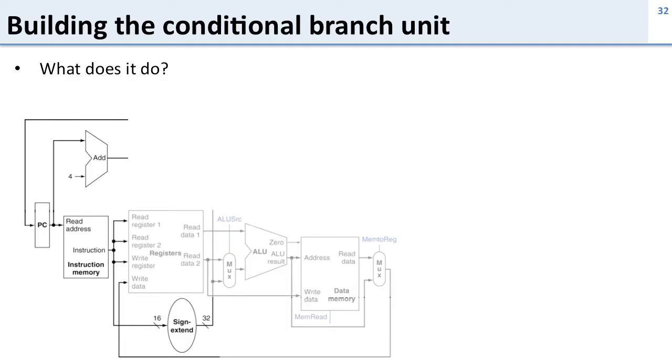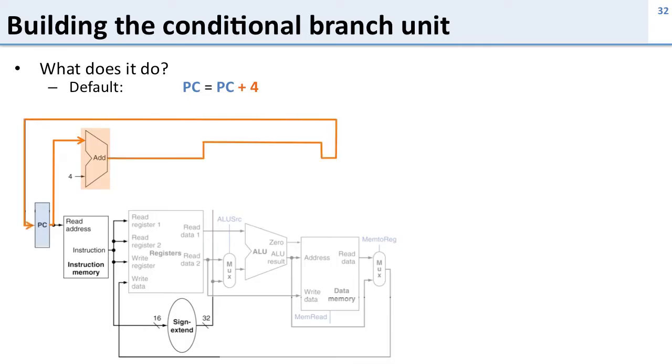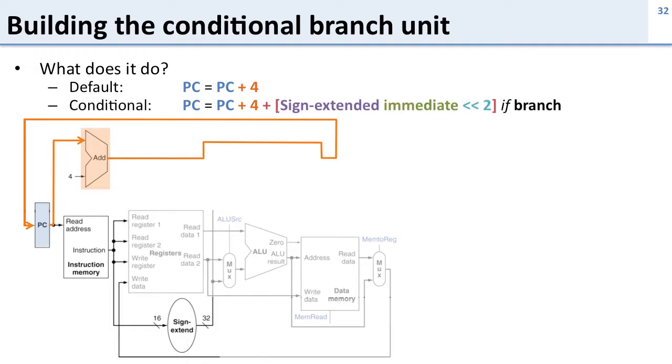So first of all, what does it do? Remember the default. The default is just the next program counter equals the current program counter plus 4. And to do that, we need an adder that'll add 4 to it. So we've got our program counter, we put it into our adder, which is going to add 4, and then we feed that back as the next program counter value. But that's not what we do when we have a conditional branch. Conditional branches are more complicated.